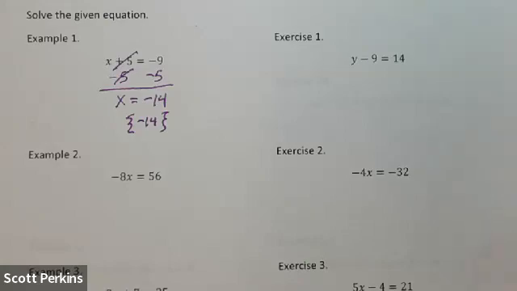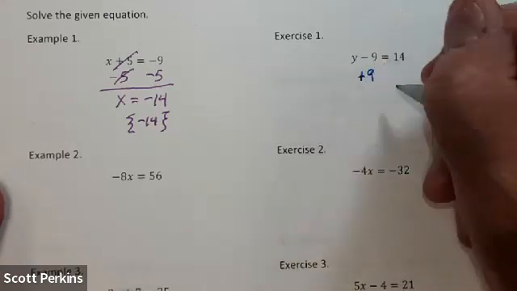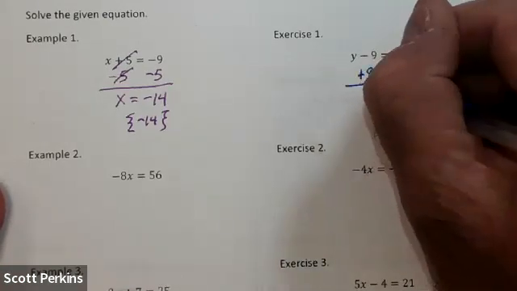Okay, for exercise 1, we've got y minus 9 is 14. What step did I have to perform to solve this? Add 9. Why did you pick add 9? Because right now it's subtraction. Okay, I'm just trying to help you see so that when you get a test thrown in front of you in a couple weeks, you know exactly what you should be looking for.